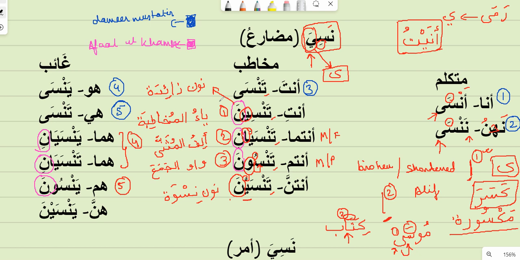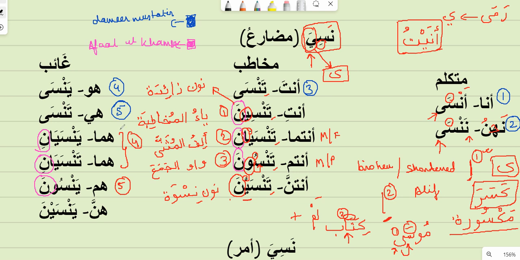It is not conjugated. And in case of majzoom, when you add tool of jazm, lam or lam nahiya or anything like that, what happens? This noon usually drops, deleted. So that's why it is called noon extra. And these noon extra, noon zaida are found in afalul khamsa only. Remember, I marked afalul khamsa in pink. So these noon zaidas are in afalul khamsa, as you can see here.